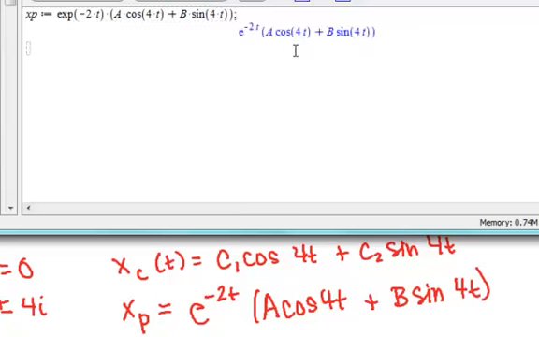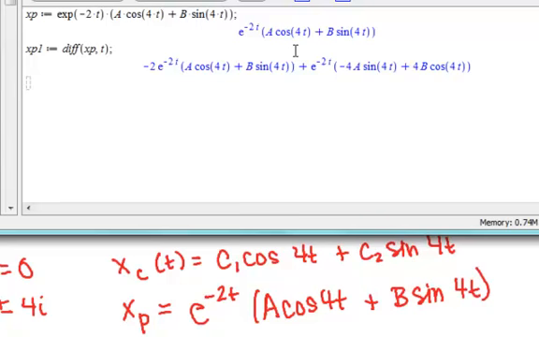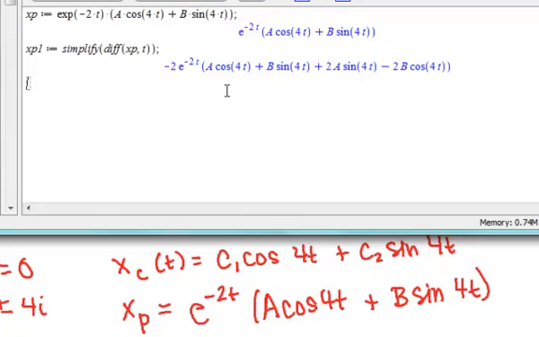And then I'm going to do xp1 for the first derivative. So xp1 is you just differentiate xp with respect to t. And you could simplify if you want. Maybe I'll just put that right in here. I don't know what it will do when it simplifies. Okay, it factored out the e to the negative 2t, which is nice.